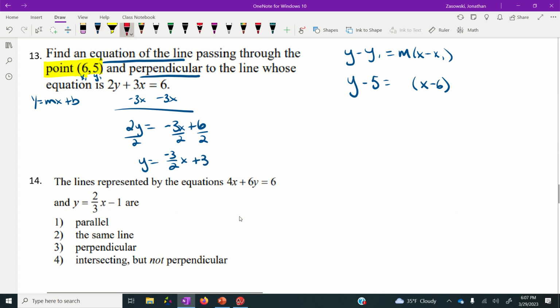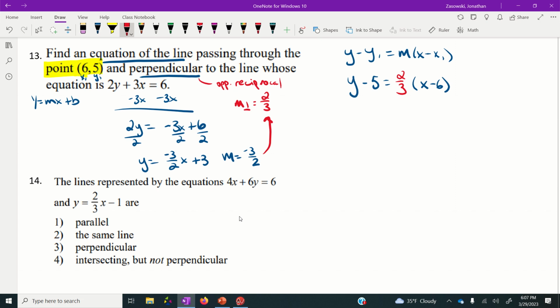Now remember, perpendicular, key thing, opposite reciprocal. Got to be the opposite reciprocal. So the slope of this line is negative 3 over 2, but that means the opposite reciprocal slope, we do that little m with a perpendicular sign, is positive 2/3. Flip it, change the sign. So we just plug the 2/3 right here, and there's my answer.